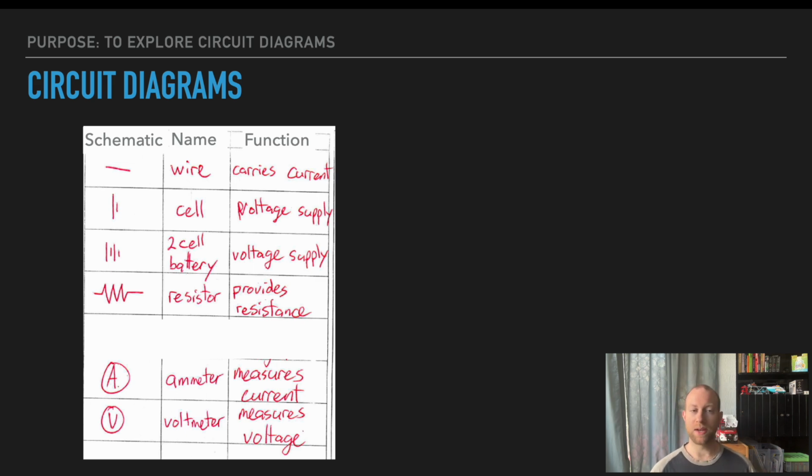And the last two things, you've got an ammeter and a voltmeter. Ammeters measure current, amps, ammeter, makes sense. Voltmeter measures volts. So those are your schematics. You need to know those when you see them in a diagram.